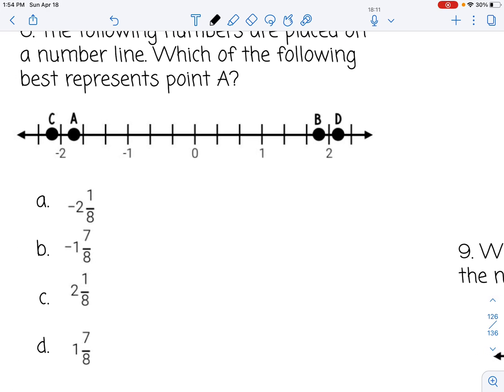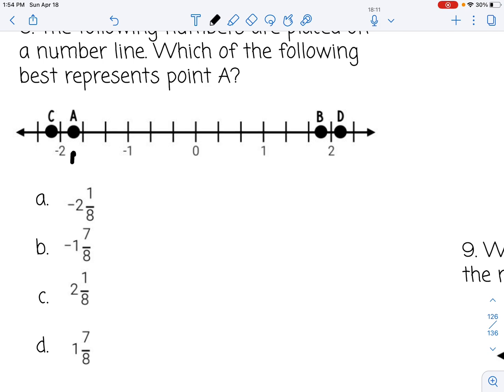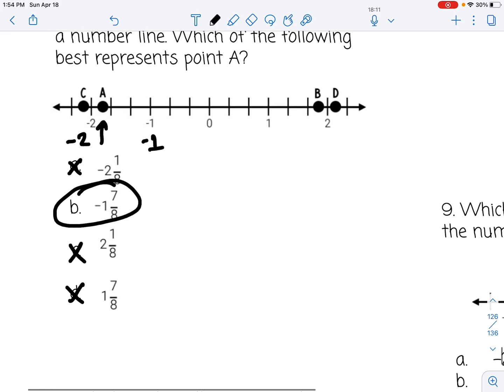Okay, so as we're looking at the number line, we're going to look at A. We notice that A is in between -1 and -2, and it is closer to -2, so we can mark out D and we can mark out C because it's in the negatives, not the positives, but it's not past -2, so we can mark out A with an answer choice of B.